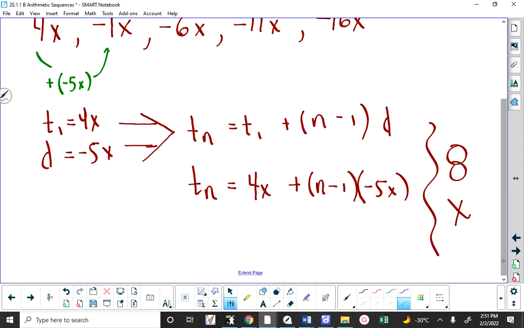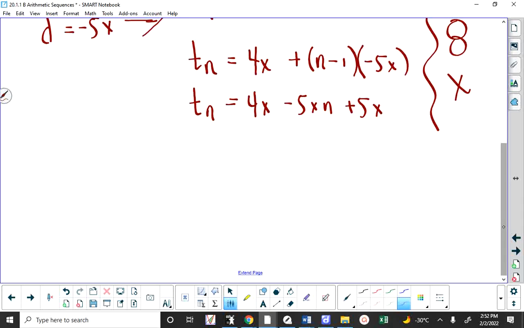What did we do when the first term and the common difference were numbers? Well, we multiplied the common difference in and then collected like terms. We do the same thing here. Negative 5x multiplied by n is negative 5xn. Some of you might write negative 5nx. That's fine, because the order in which you multiply things doesn't matter. That being said, I probably wouldn't write negative n 5x. I'd put the 5 out in front. And then negative 1 times negative 5x is 5x.